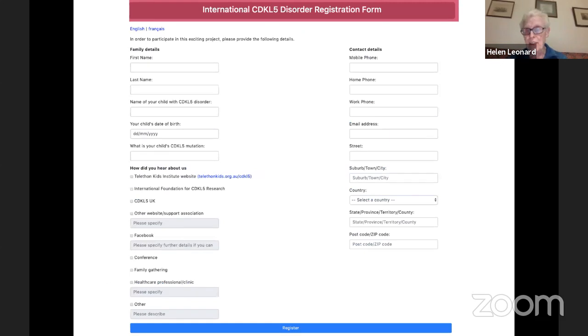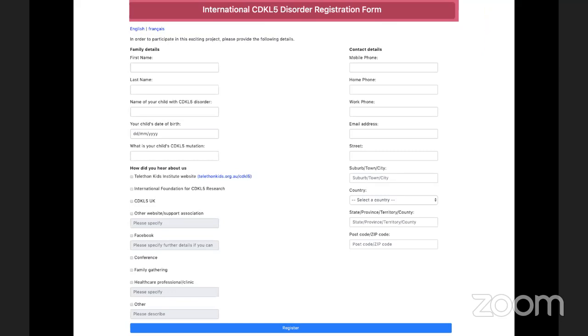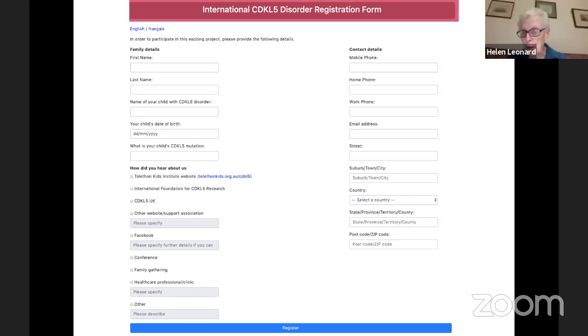So this is our registration form. So if you go to that URL, and it's very, very brief. It doesn't take much to fill it in. If you fill it in, then I will give you a call and just find out whether or not you'd like to fill out a questionnaire for your child.